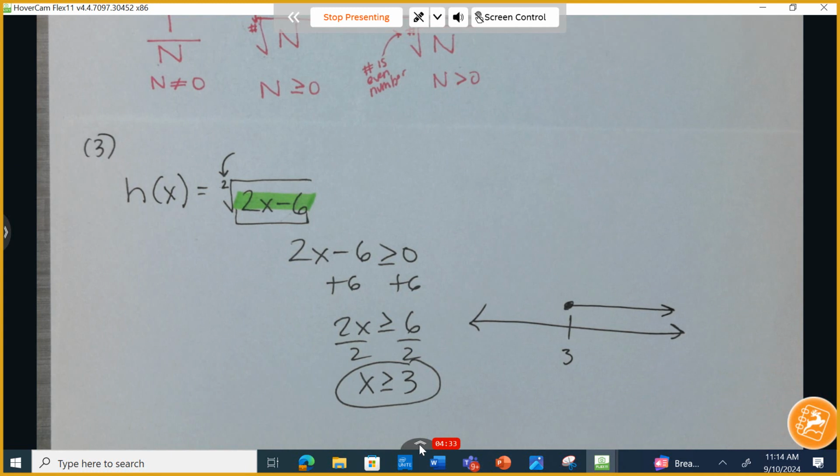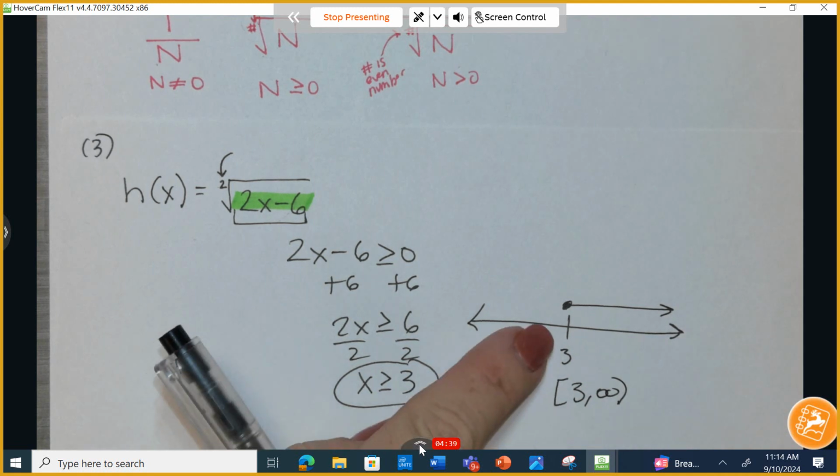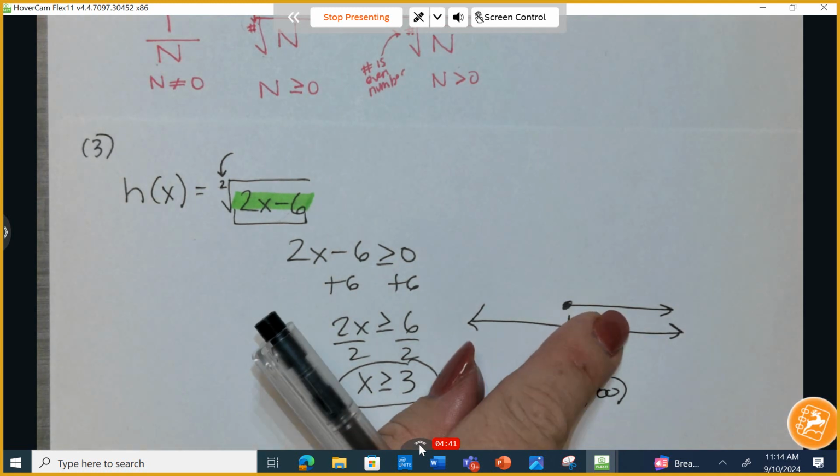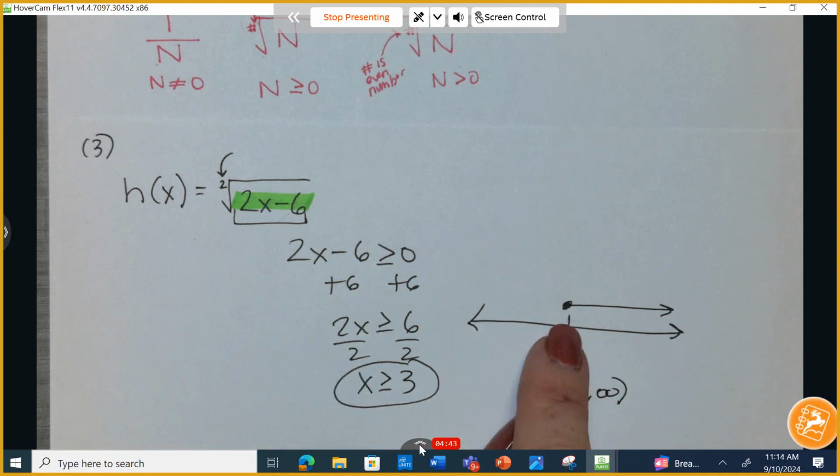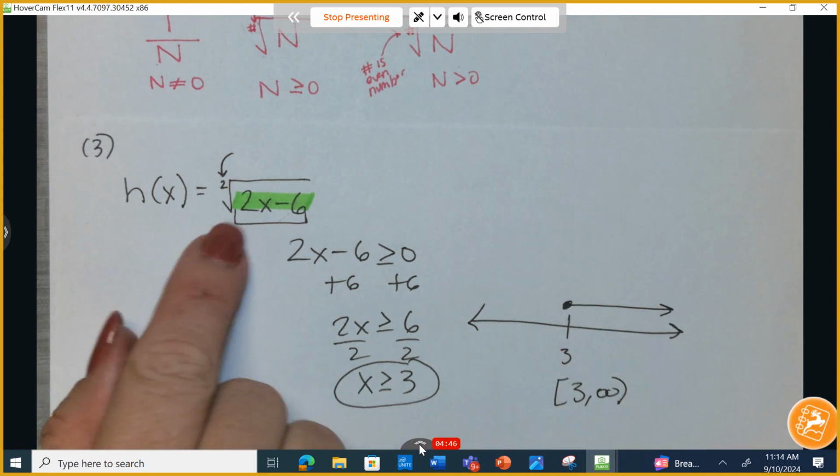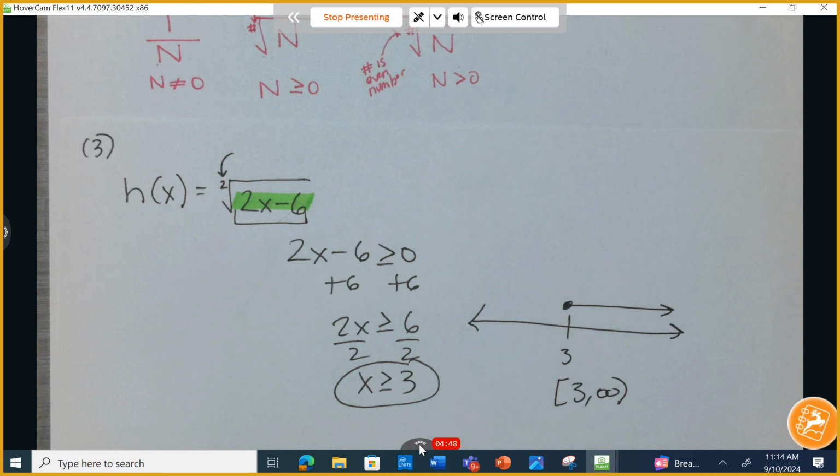Now how can I express that in interval notation? We need to include 3, and then it goes to the right. So I'm allowed to plug in 3, 4, 5.5, 6.215. I can plug in any number, including 3, and to the right, and I would be able to get an output value for this function.